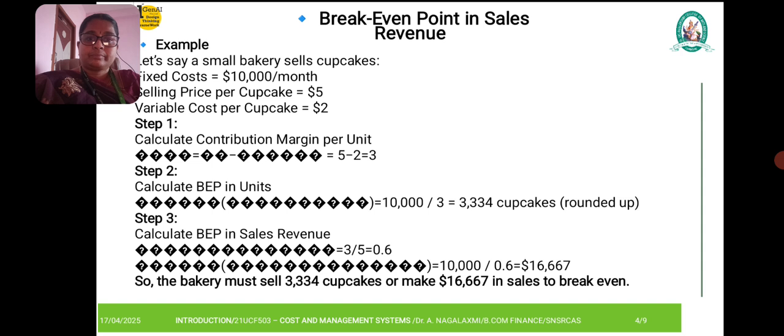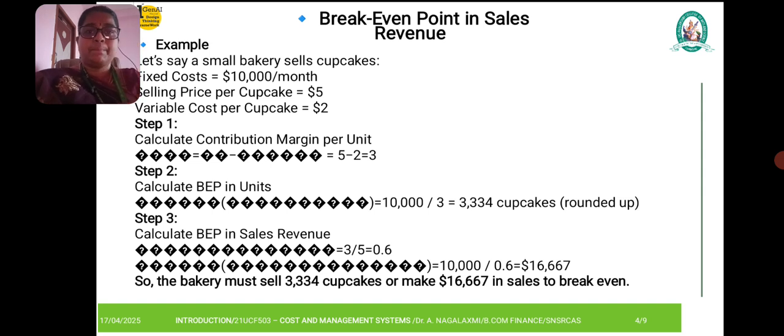The third step is to calculate break-even point in terms of sales revenue, rupees. First, we should calculate the contribution margin ratio, applying the formula contribution margin per unit divided by selling price per unit. So, we get 3 divided by 5, 0.6. Next is to apply the formula fixed cost divided by the contribution margin ratio. That is 10,000 divided by 0.6, that is $16,667. So here the bakery must sell 3,334 cupcakes or make $16,667 in sales to break even.